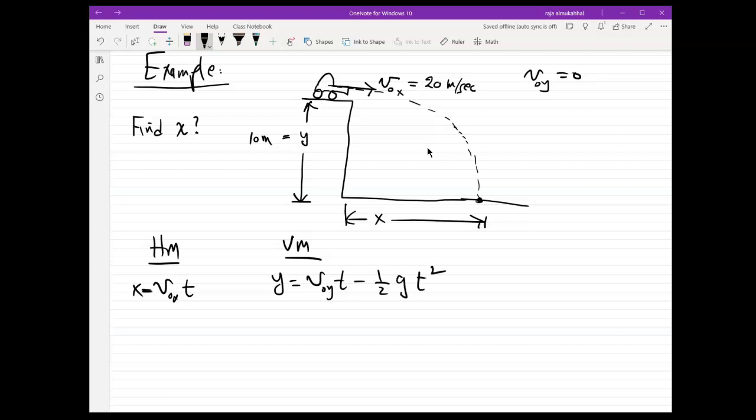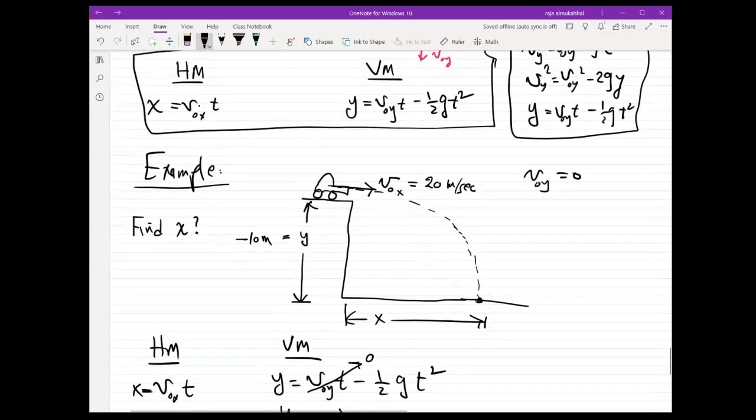As we said, the car initially is in the X direction. There is no Y component. So this one is zero right there. So I have here Y equals minus 1/2 g t squared. What's the height? 10 meters, right? Actually, no, it's negative 10 meters. And I think we talked about that last lecture.